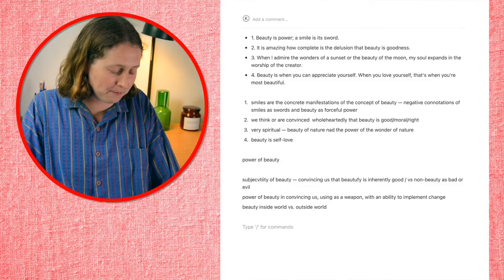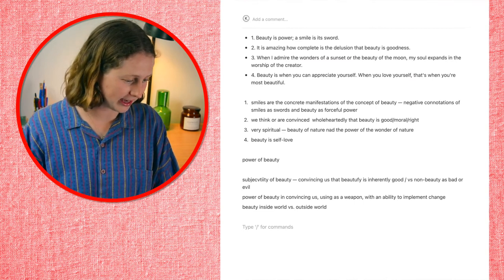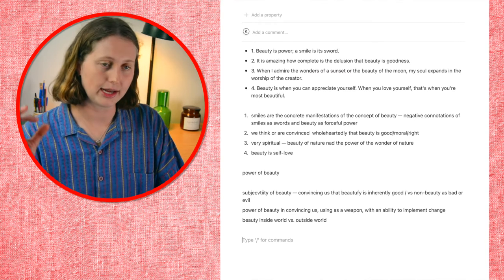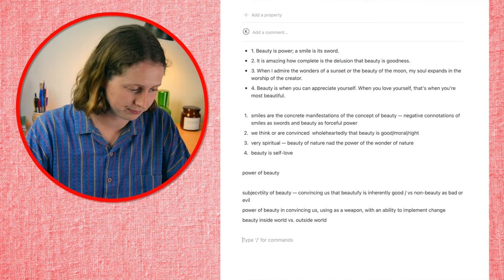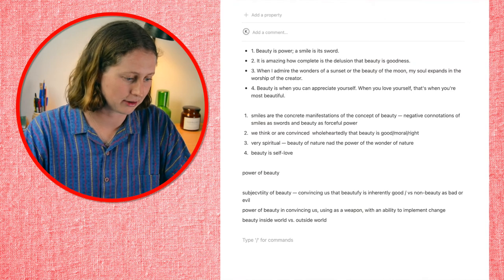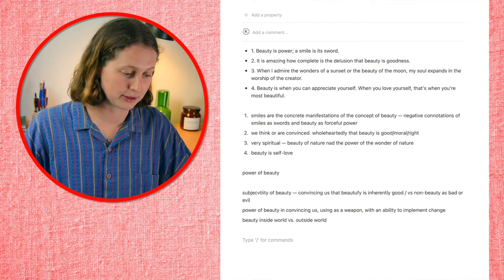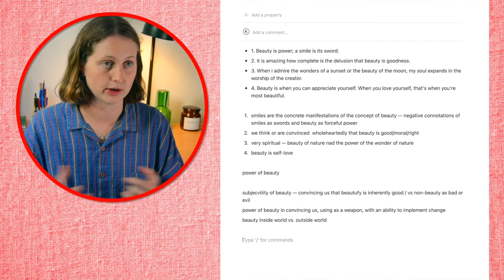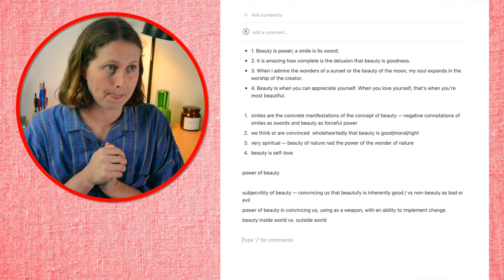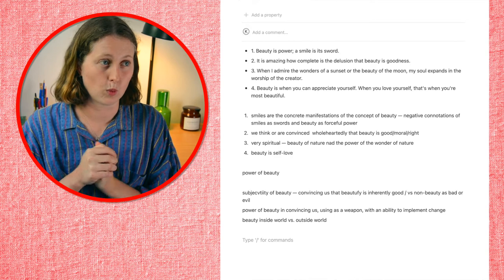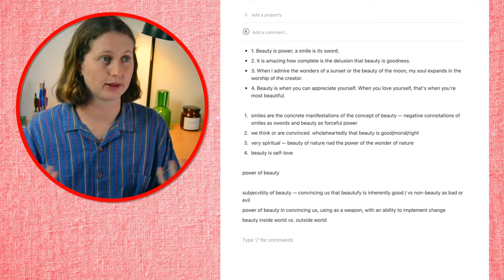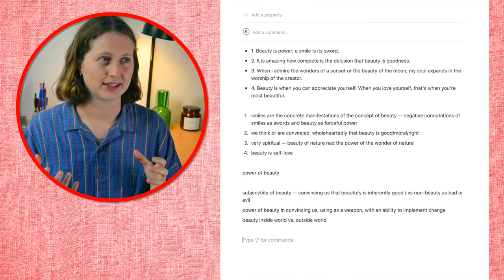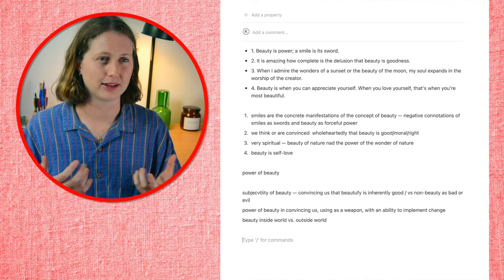Yep. Okay, so what do I want to say about this? Maybe I'll go back into it and see which one I want to talk about the most. And I kind of like the whole idea of the subjectivity of beauty one. "It is amazing how complete is the delusion that beauty is goodness." I like that one, but I also like "When I admire the wonders of a sunset or the beauty of the moon, my soul expands in the worship of the creator," which is about wonder and awe, and how a connection with nature kindles that wonder in you that is like no other.